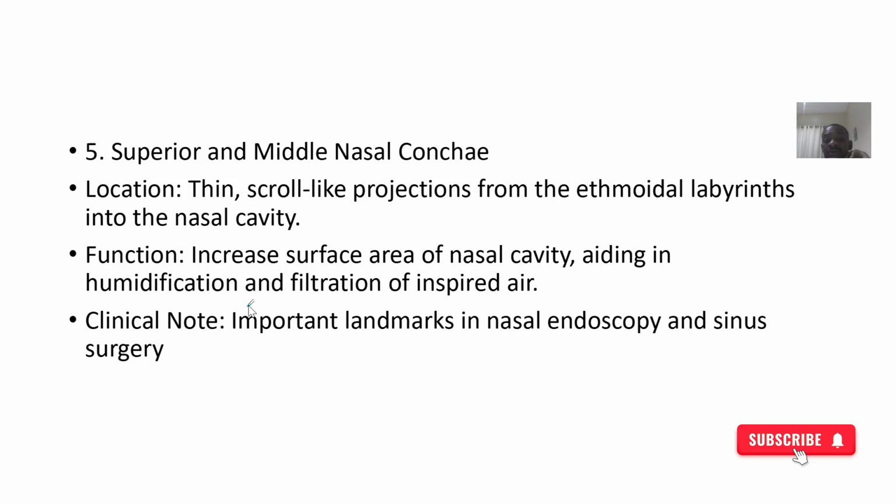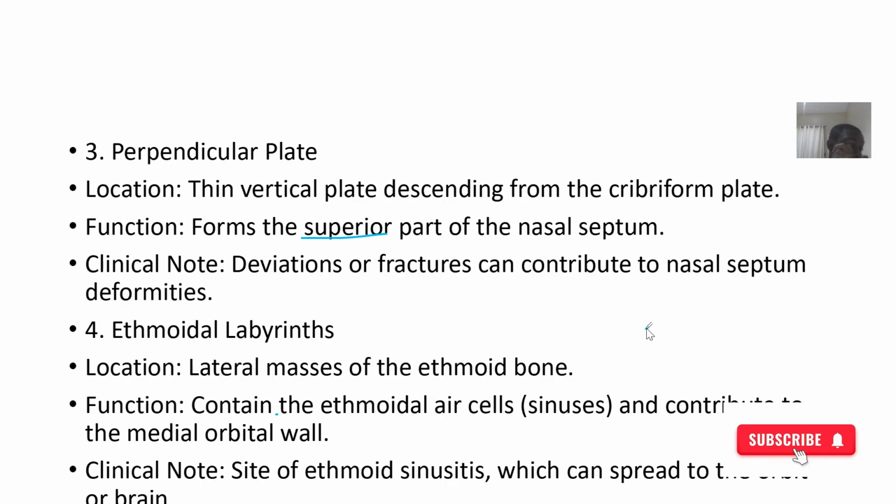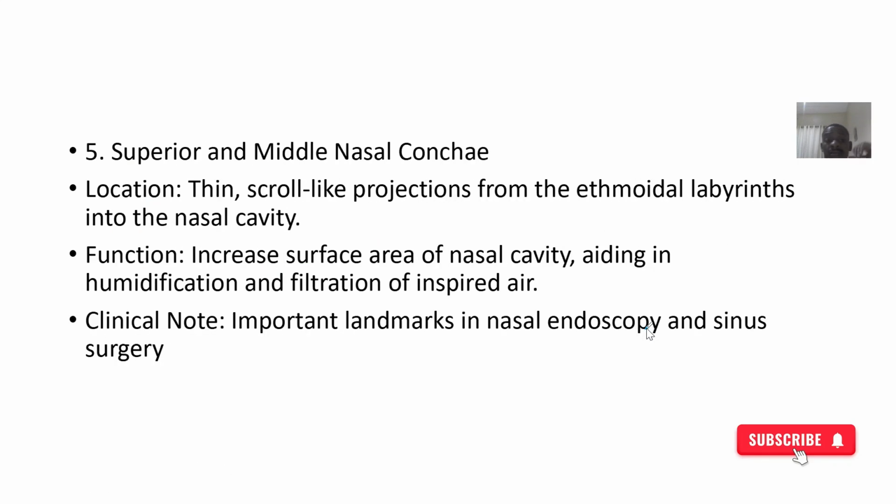They will have the superior and also the middle nasal concha. This is the superior nasal concha, and this is the middle nasal concha. They are thin, scroll-like projections of the ethmoid labyrinth into the nasal cavity. The function is to increase the surface area of the nasal cavity, and this aids in humidification and filtration of the inspired air. If you breathe in air, for it to mix with moisture, it happens at this place.